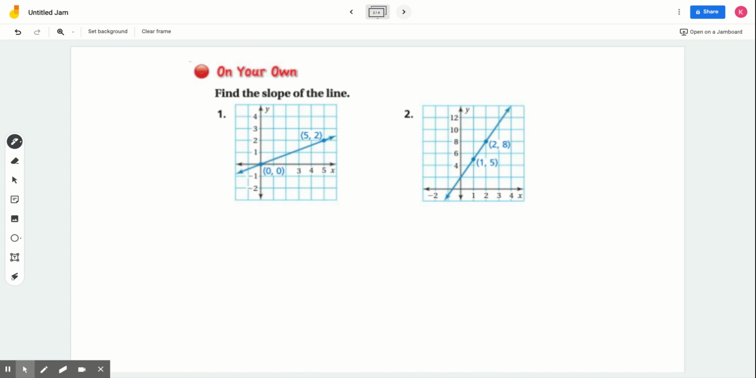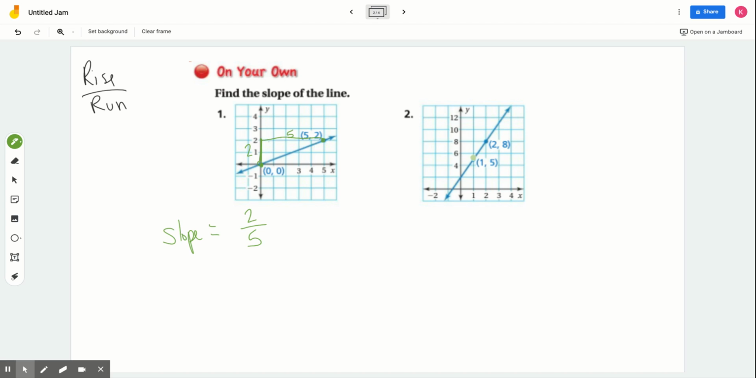As we look at the next problem, find the slope of the line. So we need the rise over the run. We're talking about how we get from the first point on the line to the next point on the line. So here we can go up and over. We go up 2 and over 1, 2, 3, 4, 5 to get to the next point. So the rise is 2 and the run is 5. So this one has a slope of 2/5.